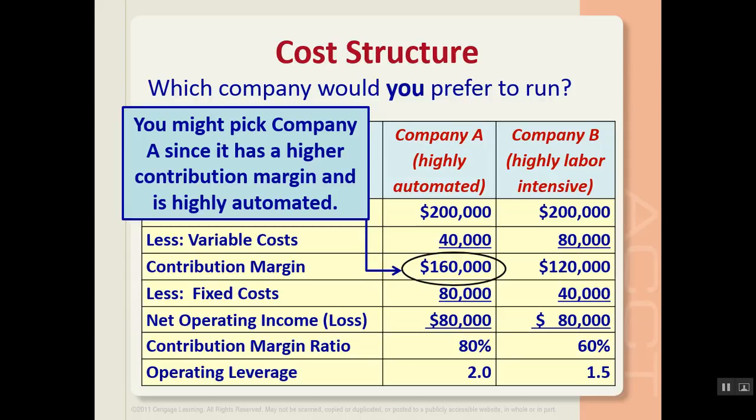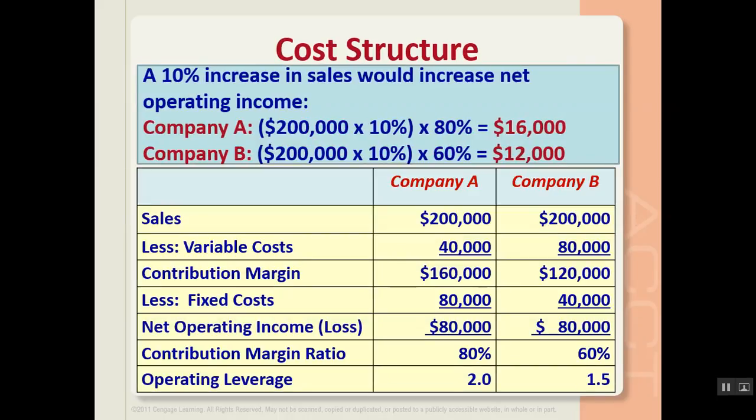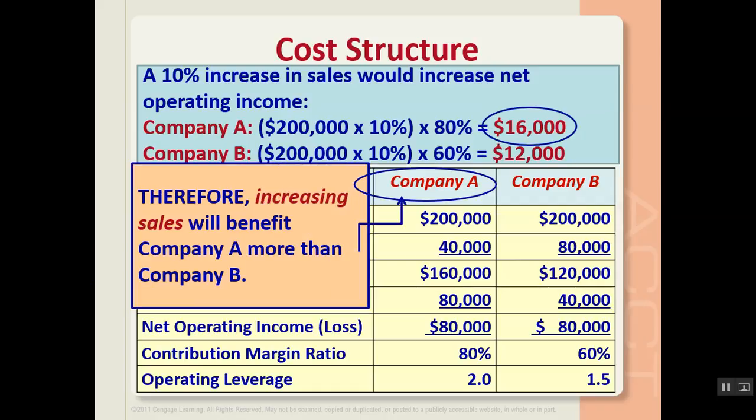However, let's consider the impact of changes in sales volume on the net operating income of each company. Let's see what happens when sales volume changes. So let's look at a 10% increase in sales and what it would do to net income. We would have 200,000 times 10% to get the increase in sales, and then you would multiply it by the contribution margin. So that's 16,000 for Company A and 12,000 for Company B. Therefore, increasing sales will benefit Company A more than Company B. We can see that because of the higher contribution margin.